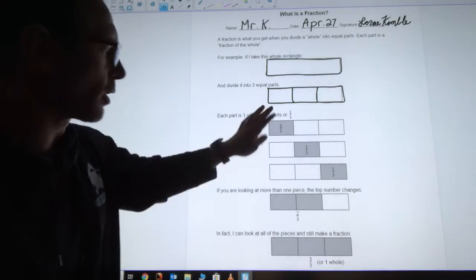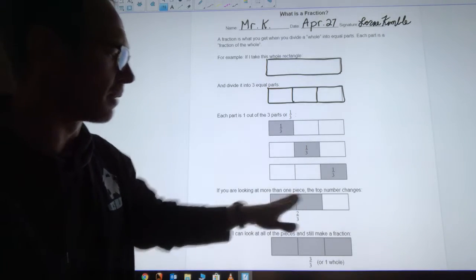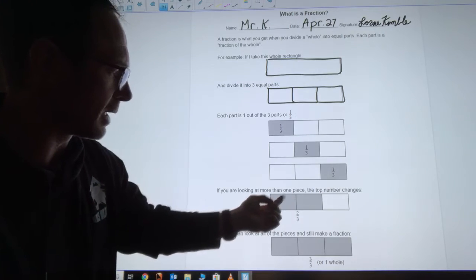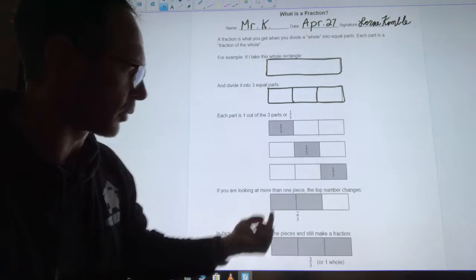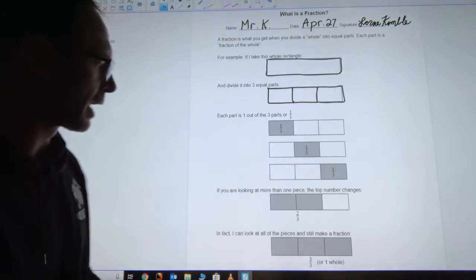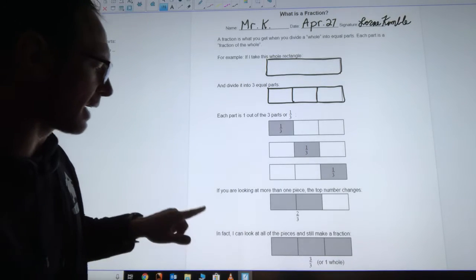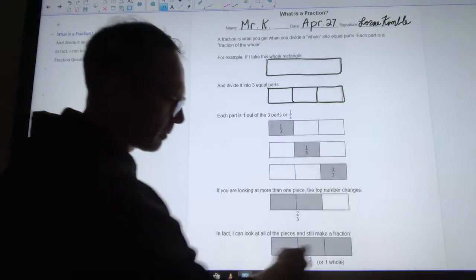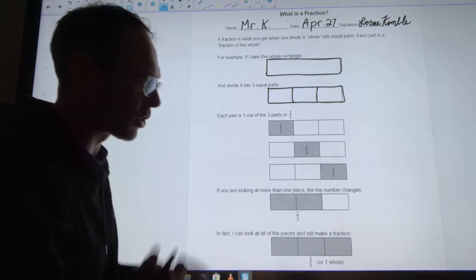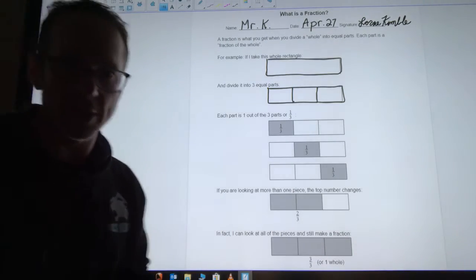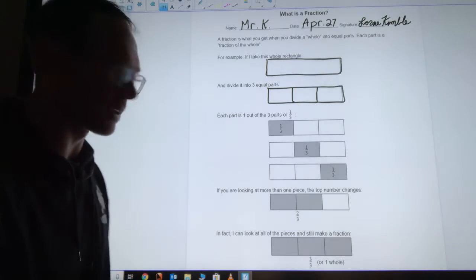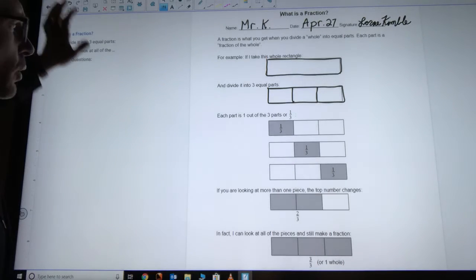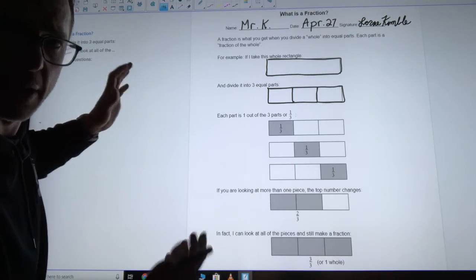Now, if I'm looking at more than one of the pieces, I would put more numbers on top. So, for example, if I have 2 of those pieces, that's 2 out of the 3, or 2/3. Lastly, in fact, I can look at all the pieces and still call it a fraction. So if I'm looking at all these pieces, that's like 3/3, or it's like 1 whole. 3/3 is the same thing as 1 whole. All right? So those are kind of like the basics of a fraction.